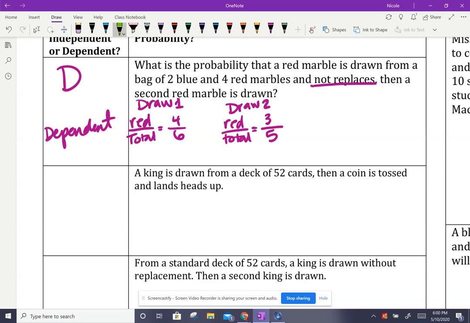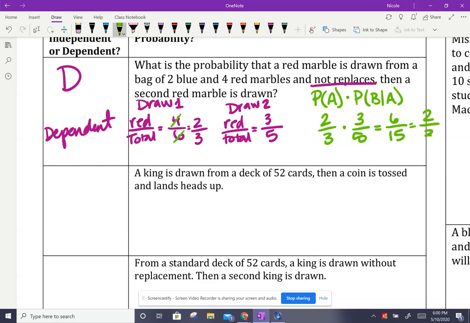Because they did not put the marble back, there's now only 5. I'm going to go ahead and reduce this 4/6 to 2/3. And so our probability is going to be the probability of A times the probability of B after A. That's 2/3 times 3/5. Multiply that across and you get 6/15. But we can reduce this and get 2/3.